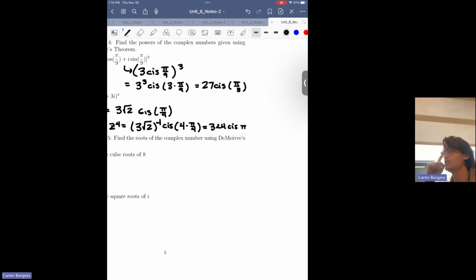If we wanted to, we could evaluate this one pretty easily. CIS of pi, the x component is going to be -1. The y component is going to be 0. So the real component would be -1, y component would be 0i. This is going to be the same as -324, but I do not require you to convert to the rectangular form, so we are perfectly happy with just what we have here. 324 CIS of pi.